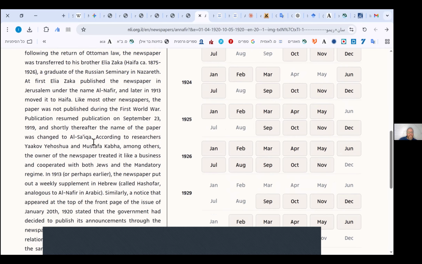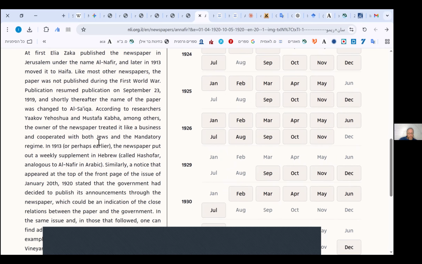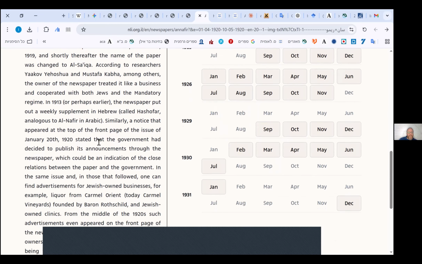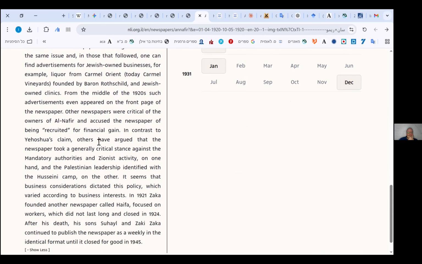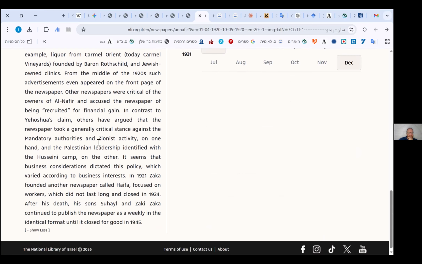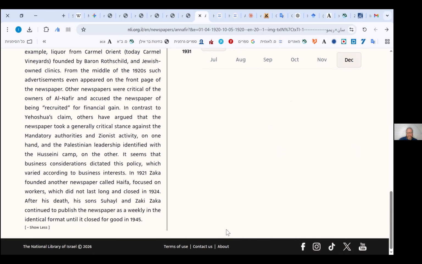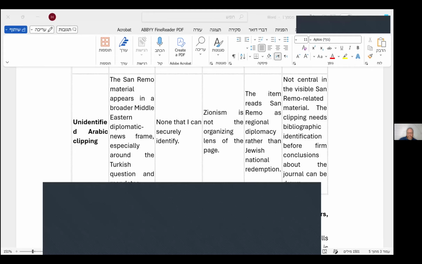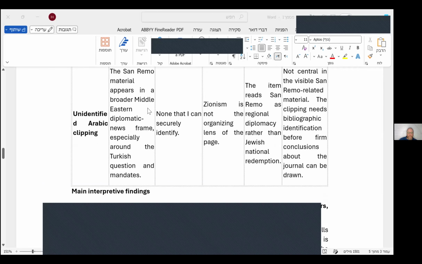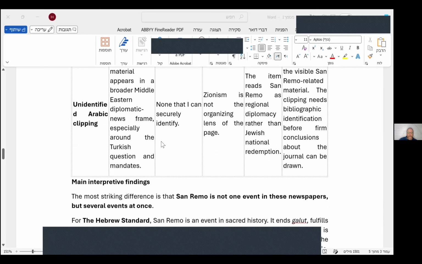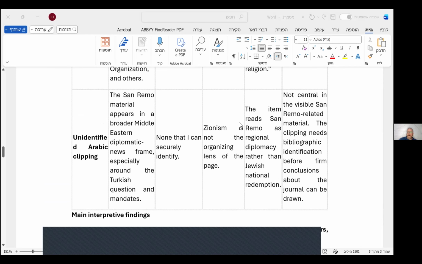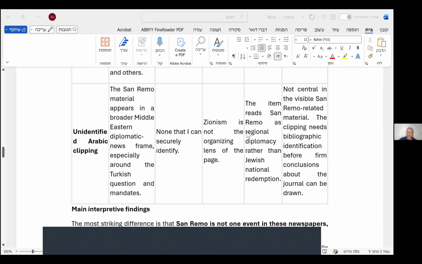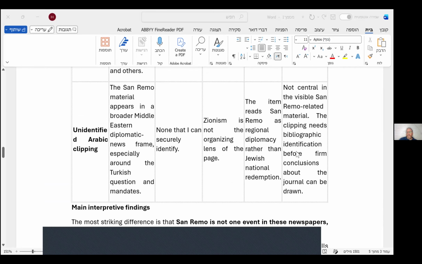Now, this was a paper that was Jewish. However, it had a lot of readership that were Arabs. And thus, it was considered something of a hybrid form of a newspaper. And if you look into the conclusions, you can actually see that the Sanremo material appears in a broader Middle Eastern diplomatic newsframe around the Turkish question and mandates. No national identity. Zionism is not the organizing lens of the page. The item reads Sanremo as regional diplomacy rather than Jewish national redemption. And the thing is very, very neutral.